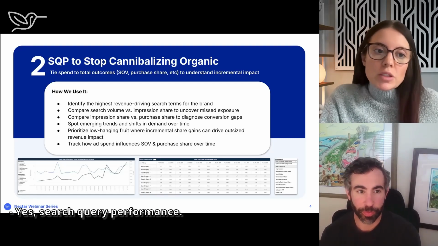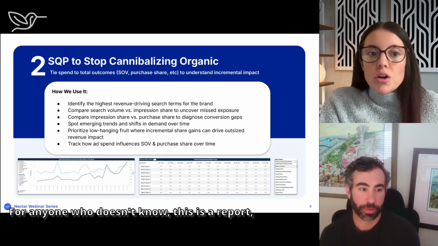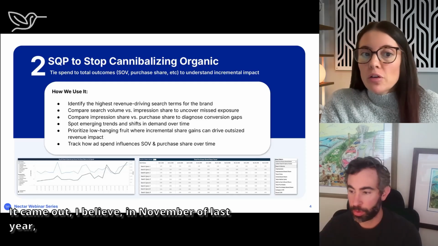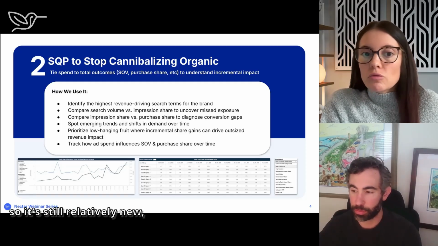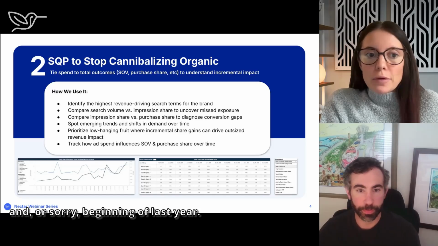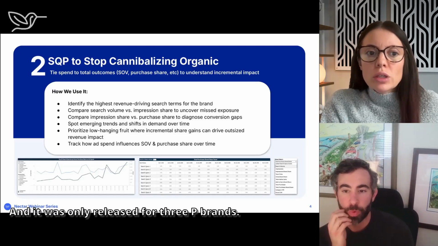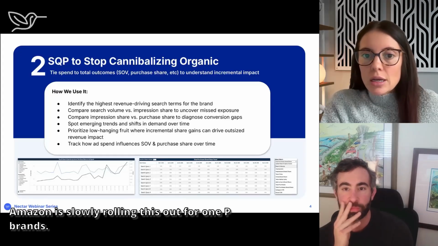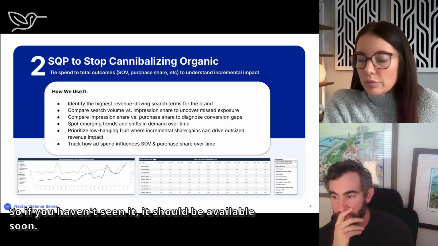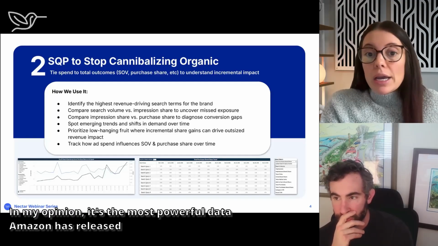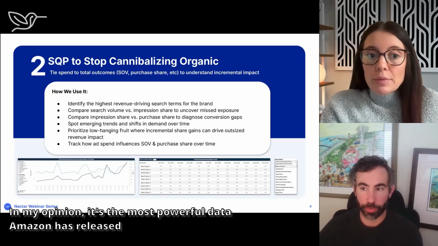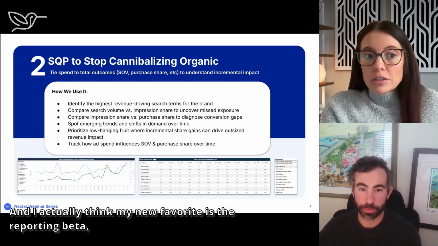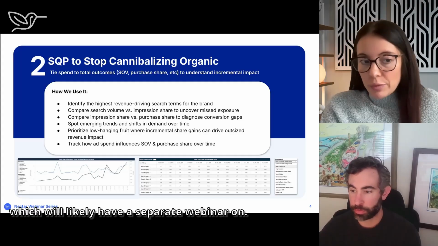Yeah, so search query performance is one of my favorite topics. For anyone who doesn't know, this is a report, like Jason said, within brand analytics. It came out, I believe, at the beginning of last year, so it's still relatively new, and it was only released for 3P brands. Amazon is slowly rolling this out for 1P brands, so if you haven't seen it, it should be available soon. In my opinion, it's the most powerful data Amazon has released since Amazon Marketing Cloud, and I actually think my new favorite is the reporting beta, which we'll likely have a separate webinar on.